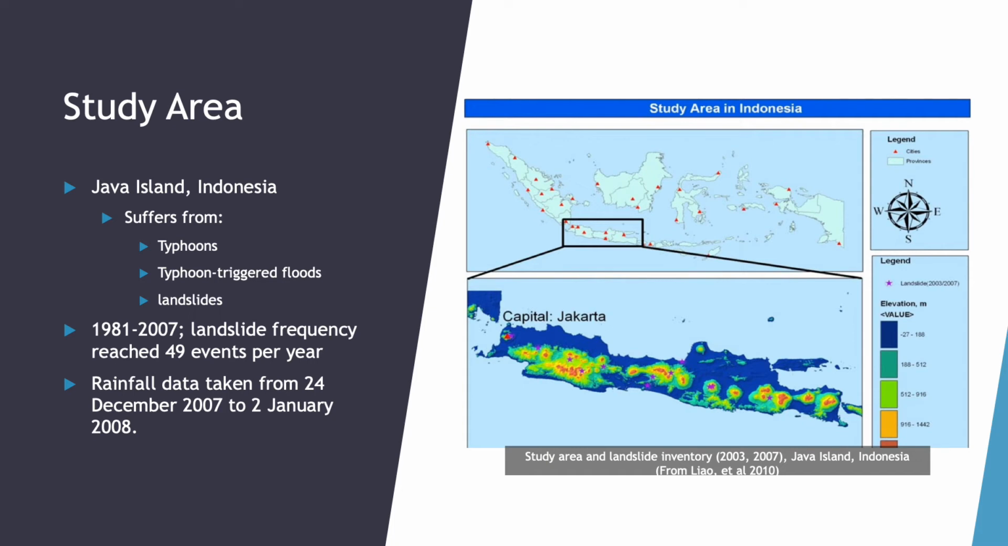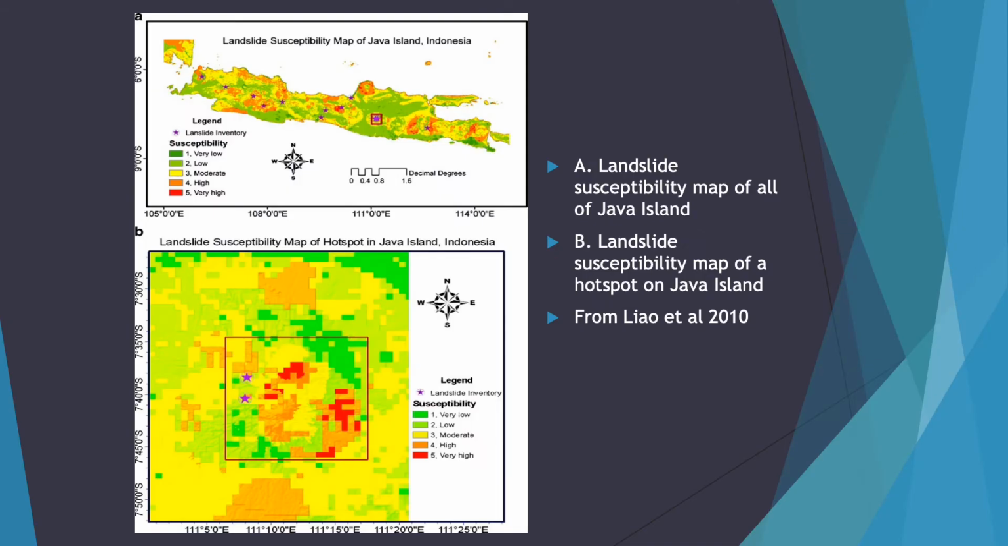This map shows the entire study area of Indonesia with a focus on Java Island. It also shows the landslide occurrence versus elevation. Here's another map of specifically Java Island in Indonesia that shows landslide susceptibility versus the degree of soil slope, where red is very high and green is very low.